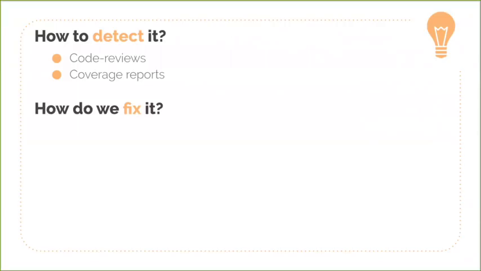So how do we detect this? With code reviews. We can also use coverage reports. We can use the Cobertura Gradle plugin, and with this plugin, we generate these coverage reports. So after we pass all our tests, we run the coverage report task, and we open the report, and maybe we can take a look and see, okay, why does this class have only 12% of coverage? Let's fix it. Let's write more tests for this class.